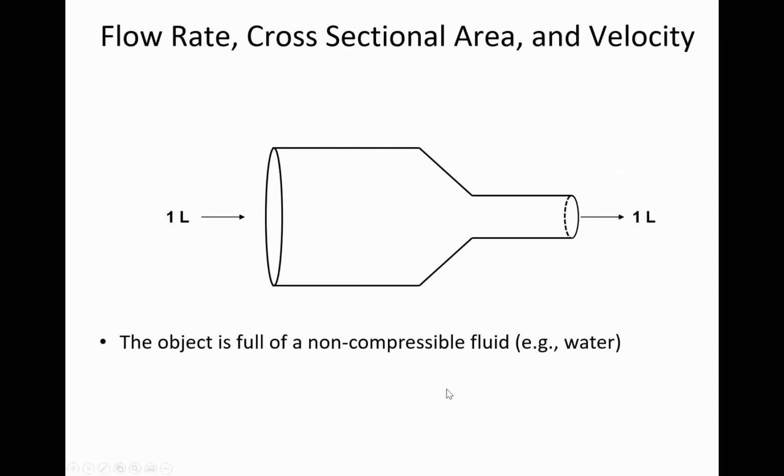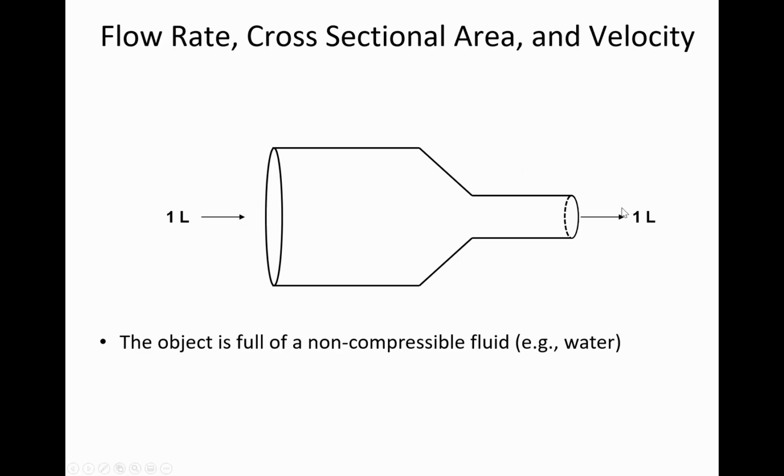So let's consider this converging nozzle where the pipe diameter is decreasing. If this nozzle is full of water already, and if a fluid like water is incompressible, then what that means is that putting in 1 additional liter of water to the nozzle is going to force out a liter of water from the end. And we call this idea continuity.